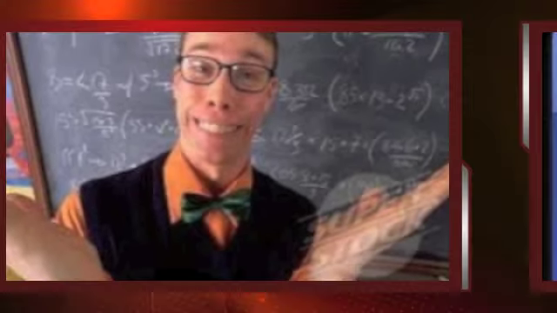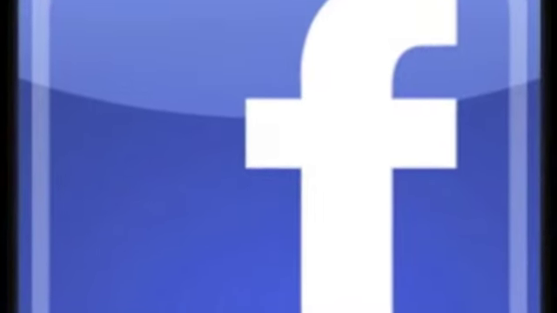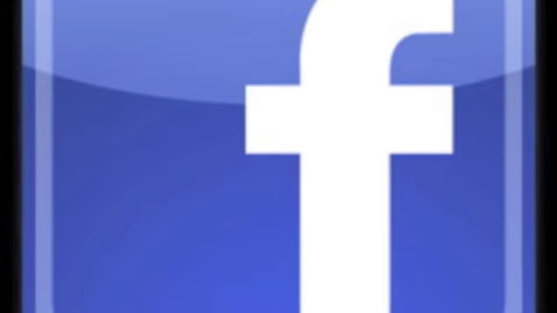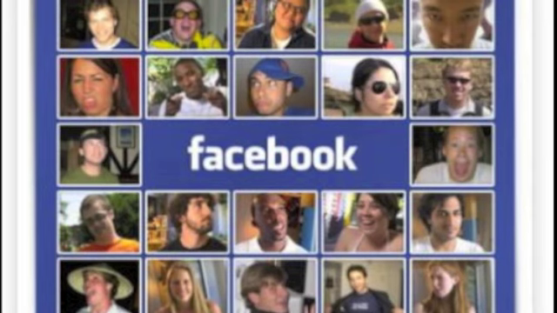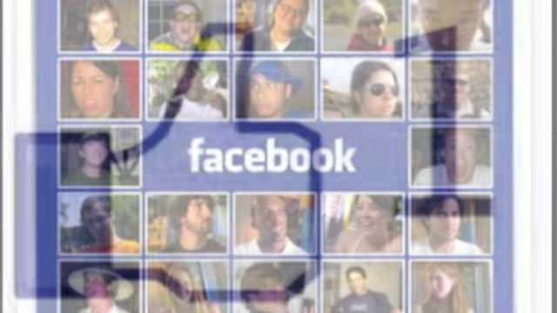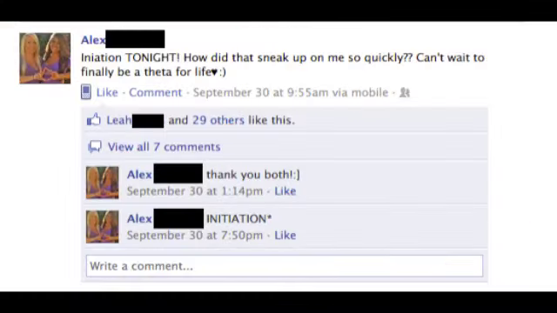Now, I don't know about you, but I don't spend most of my day conversing with AP readers. But let's take a look at where I do spend most of my day. The wonderful, distracting world of Facebook. People post comments on here in hopes of acquiring others' acknowledgments by these so-called likes. Let's take a look at Alex, for example. Apparently, Alex wanted everyone to know that she had her theta initiation on the 30th, and she was so excited to be a theta for life.